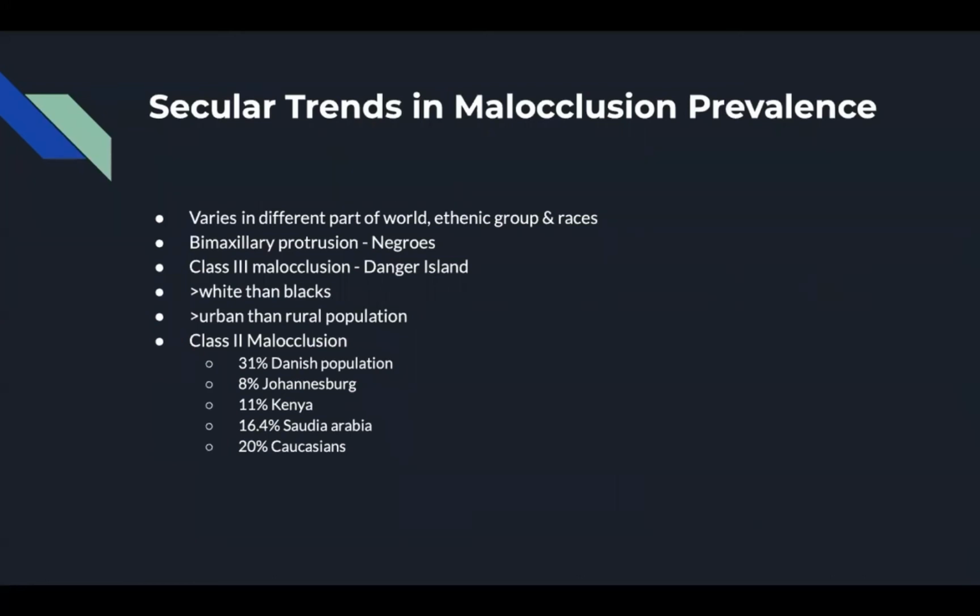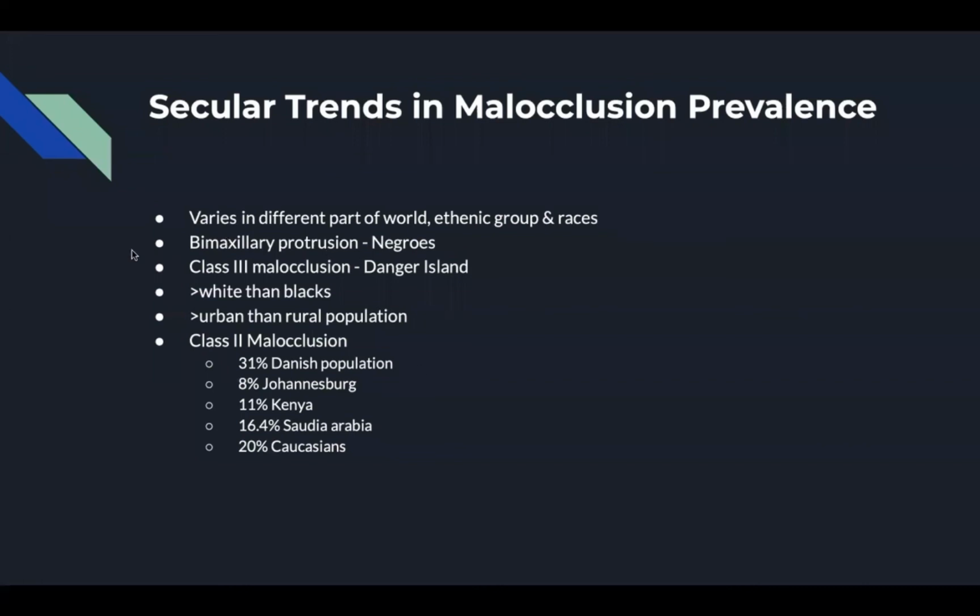Okay. Now we come to the secular trends in malocclusion prevalence. We know that malocclusion varies in different parts of the world. If you are in Africa, you see a different type of cases. If you are in China, you see a different type of cases. If you are in the Asian population, Indian, you get a different type of cases. Malocclusions are also different in different ethnic populations, okay? Like Negroes, they have different cases, and different races, right?